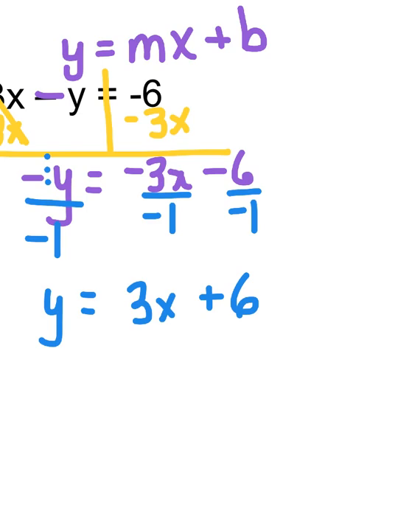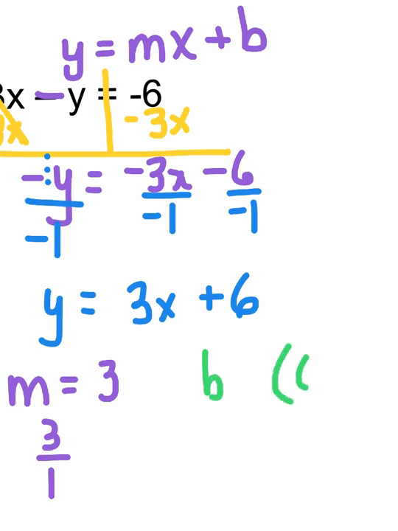So now, what's our m? Our m is the coefficient in front of the x, which is 3. It'll be a rise over a run, so you could write it as 3 over 1. And then our y-intercept, our b, I want you to write it as a point, the point (0, 6), where it will hit the y-axis. Now let's go over to our graph and graph it.